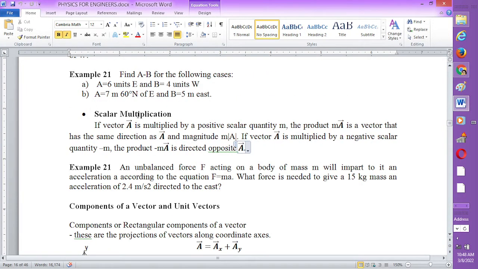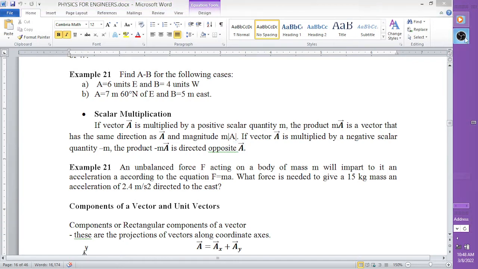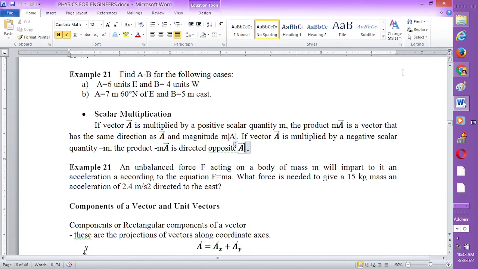So next one, class, is the scalar multiplication. Okay, so we are done with addition, we are done with subtraction of vectors. Now, multiplication. So you might think that vectors can only be added or subtracted from another, but vectors can also be multiplied. As a matter of fact, class, there are many quantities in physics that are defined in terms of vector multiplication. So here, class, in vector multiplication, we have three types.